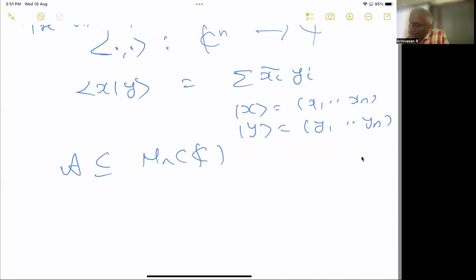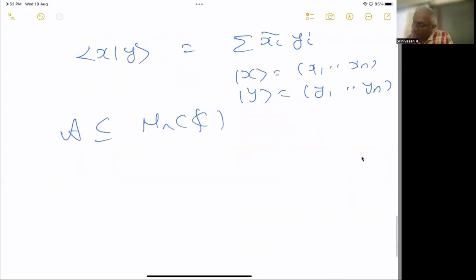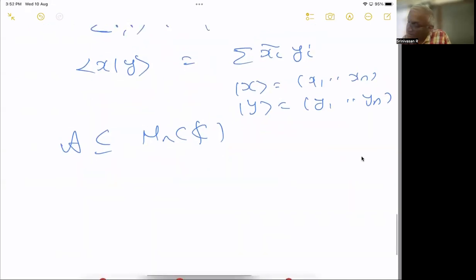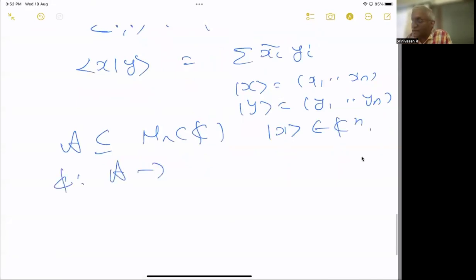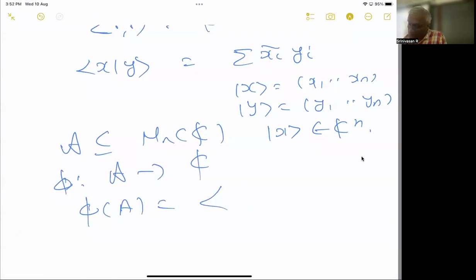So A is contained in MnC. Now let's take a fixed element x in Cn. Then you define phi from A, and you can take A to be MnC itself if you want, to C, defined by phi of any a equal to the inner product of x with ax. Sorry, I have given x, so I should write x and ax.